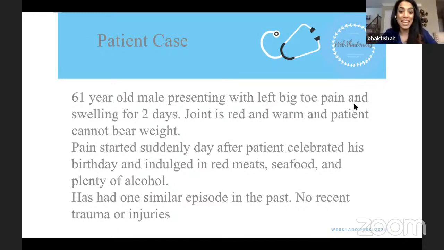All right, guys, moving forward to case 2. So we have a 61-year-old male presenting with left big toe pain and swelling for 2 days. The joint is red and warm, and patient cannot bear any weight on that foot. The pain started suddenly a day after the patient celebrated his birthday, indulged in some red meat, some seafood, plenty of alcohol. He's had a similar episode in the past, no recent trauma or injuries.